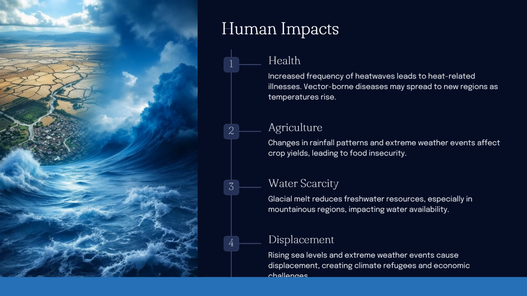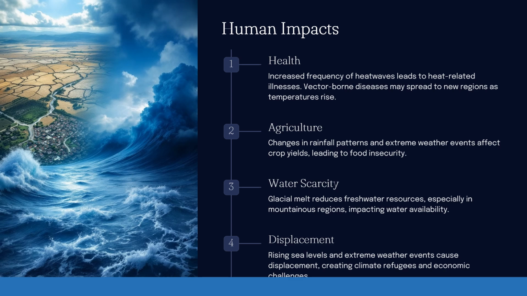Water scarcity. As glaciers melt, especially in mountainous regions, the amount of fresh water available is decreasing. This affects water supplies for drinking, irrigation, and industry, leading to water scarcity in some areas.